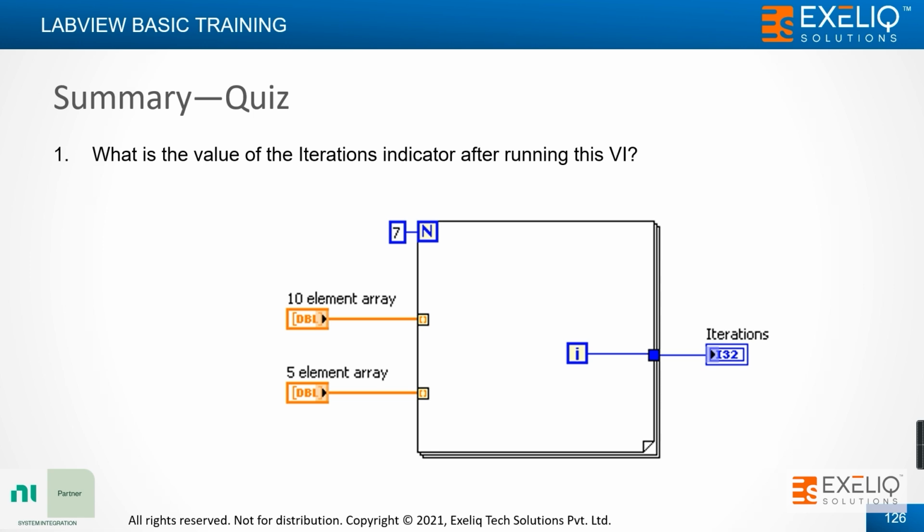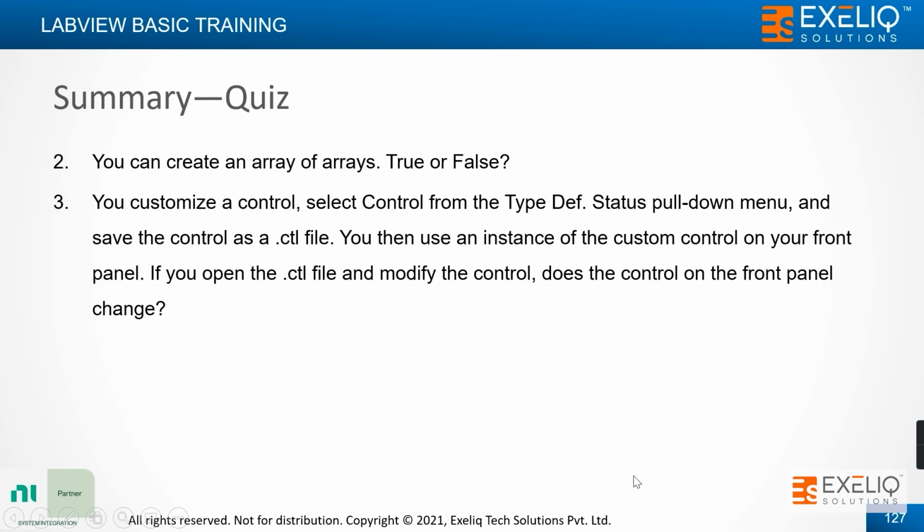So if this is the case, then the for loop will run at the minimum. For loop will not run at the maximum, but instead the for loop will run on the minimum. That is, the answer will be 4 because the for loop has been run 5 times only. Moving on to another question. You can create an array of arrays, true or false. Let us quickly pause the video for a minute and try to get the right answer.